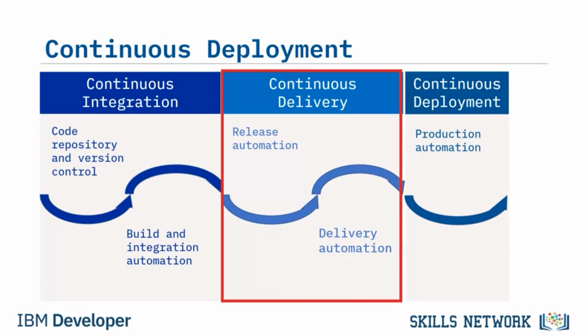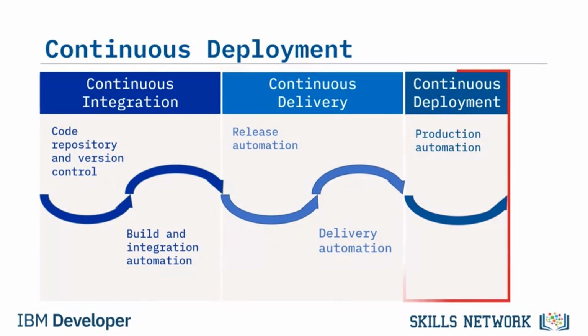To avoid confusion, remember that continuous delivery is when you deploy it somewhere, like a development server, a staging server, a test server, or a pre-production server. Whereas continuous deployment is reserved for when you actually continuously push to production.